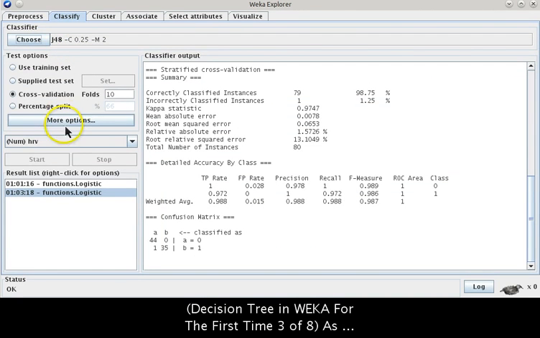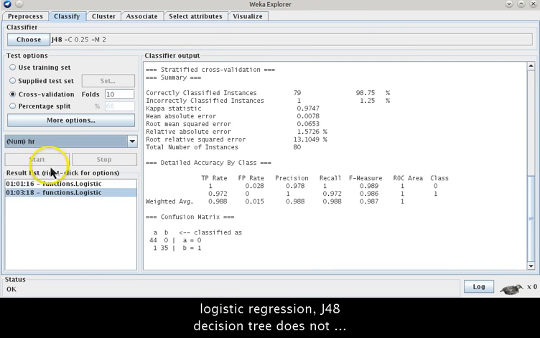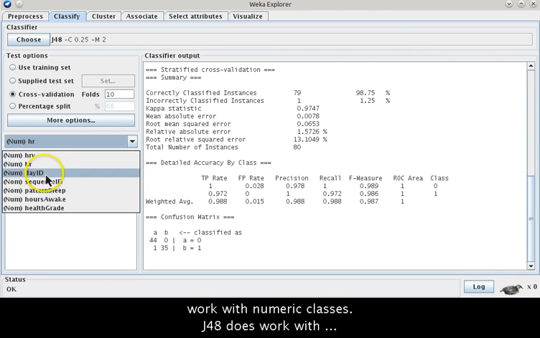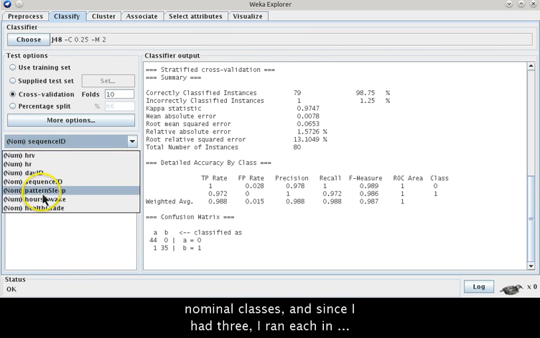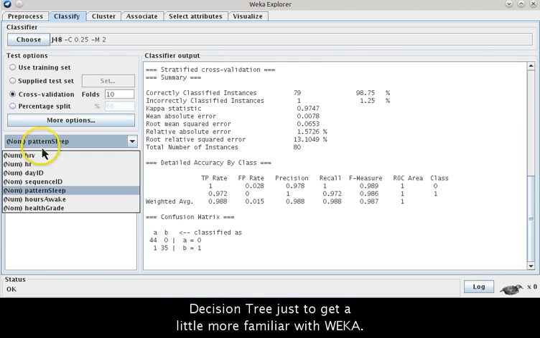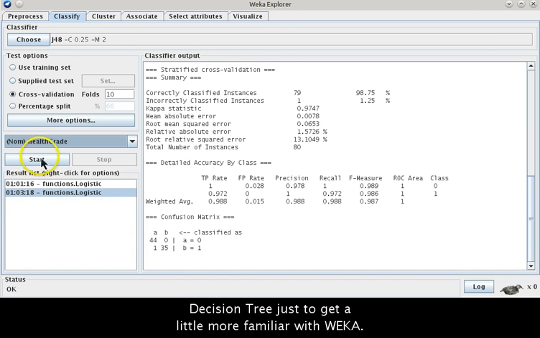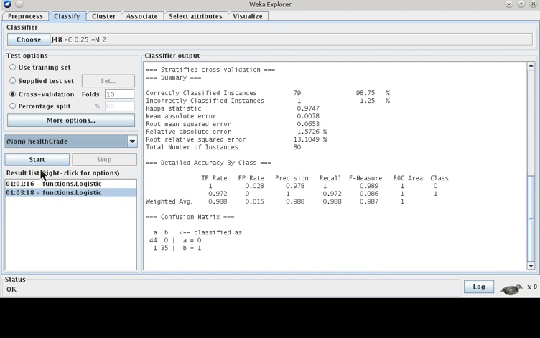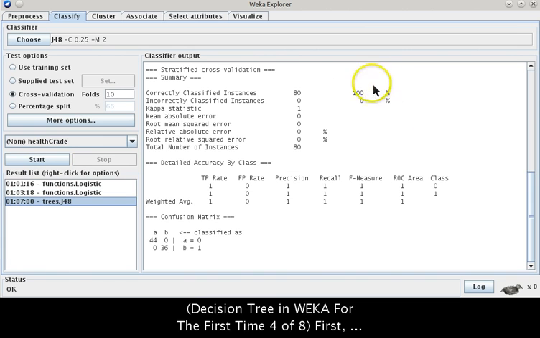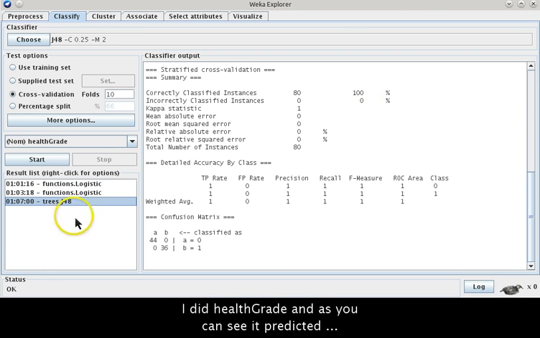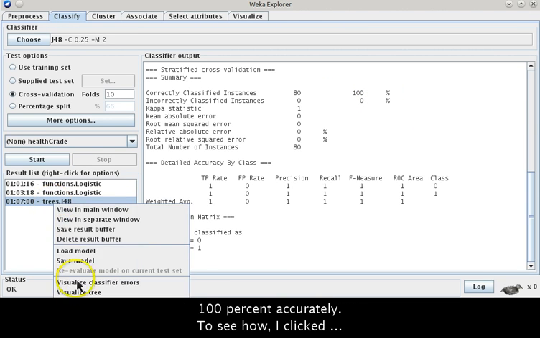Like that logistic regression algorithm, this J48 decision tree algorithm does not work with numeric classes. J48 does work with nominal classes. And since I had 3, I ran each in decision tree just to get a little more familiar with Weka. First, I did health grade, and as you can see, it predicted 100% accurately. To see how, I clicked Visualize Tree.